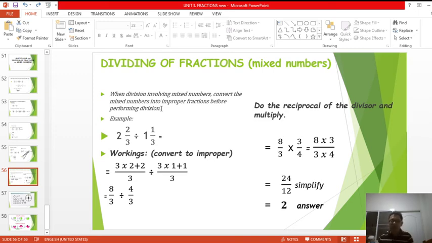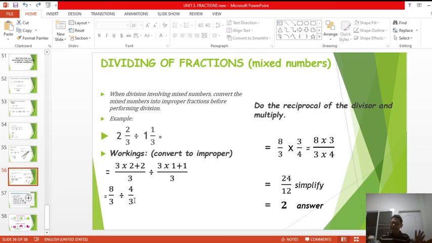Okay, so again, you have to convert this mixed number into an improper fraction first. So that's the first step. So what we got, 3 times 2 is 6, plus 2 is 8. So we got 8, and then bring down the denominator. Then deal with the next mixed number. 3 times 1 plus 1. So 3 times 1 is 3, plus 1 is 4. So we get 4, and bring down the denominator.